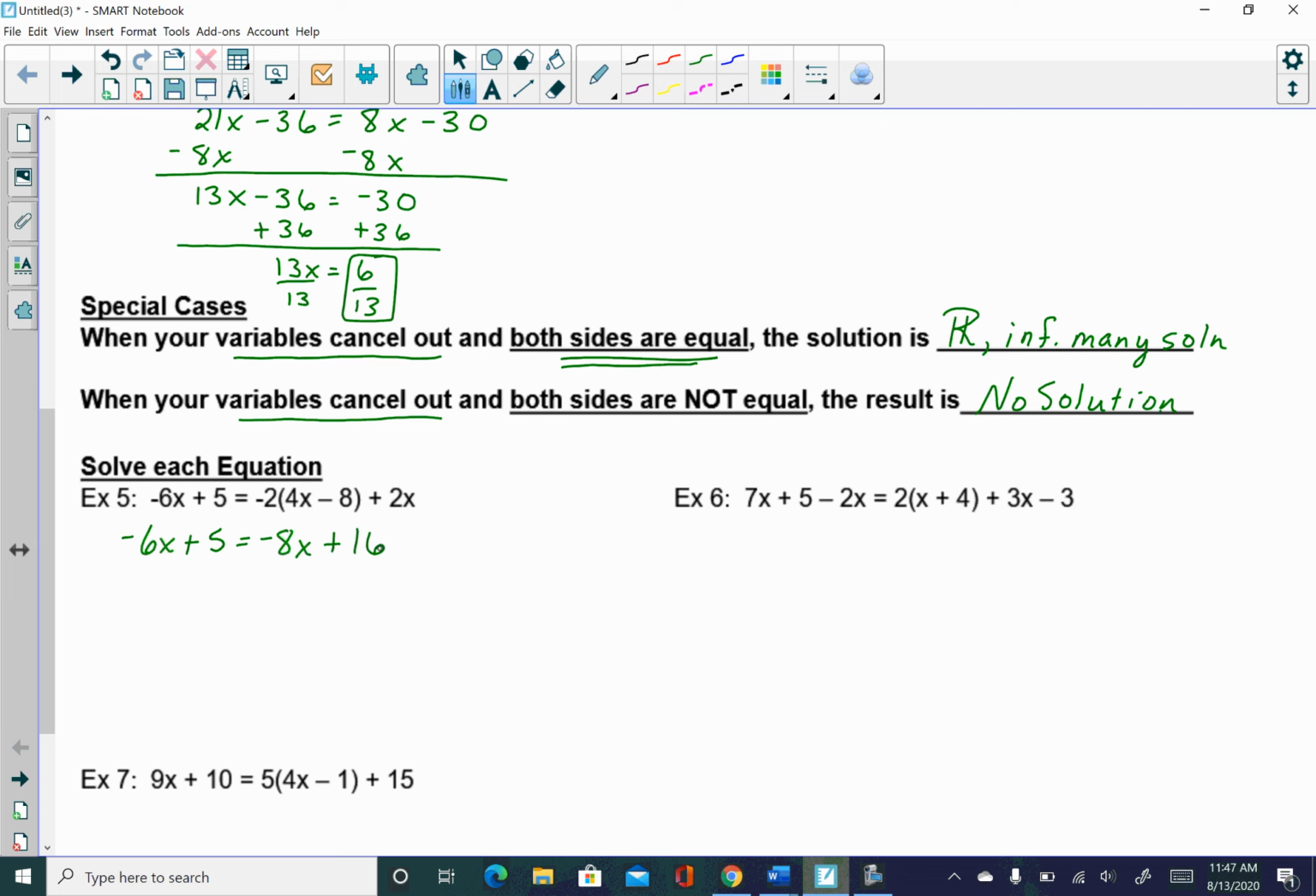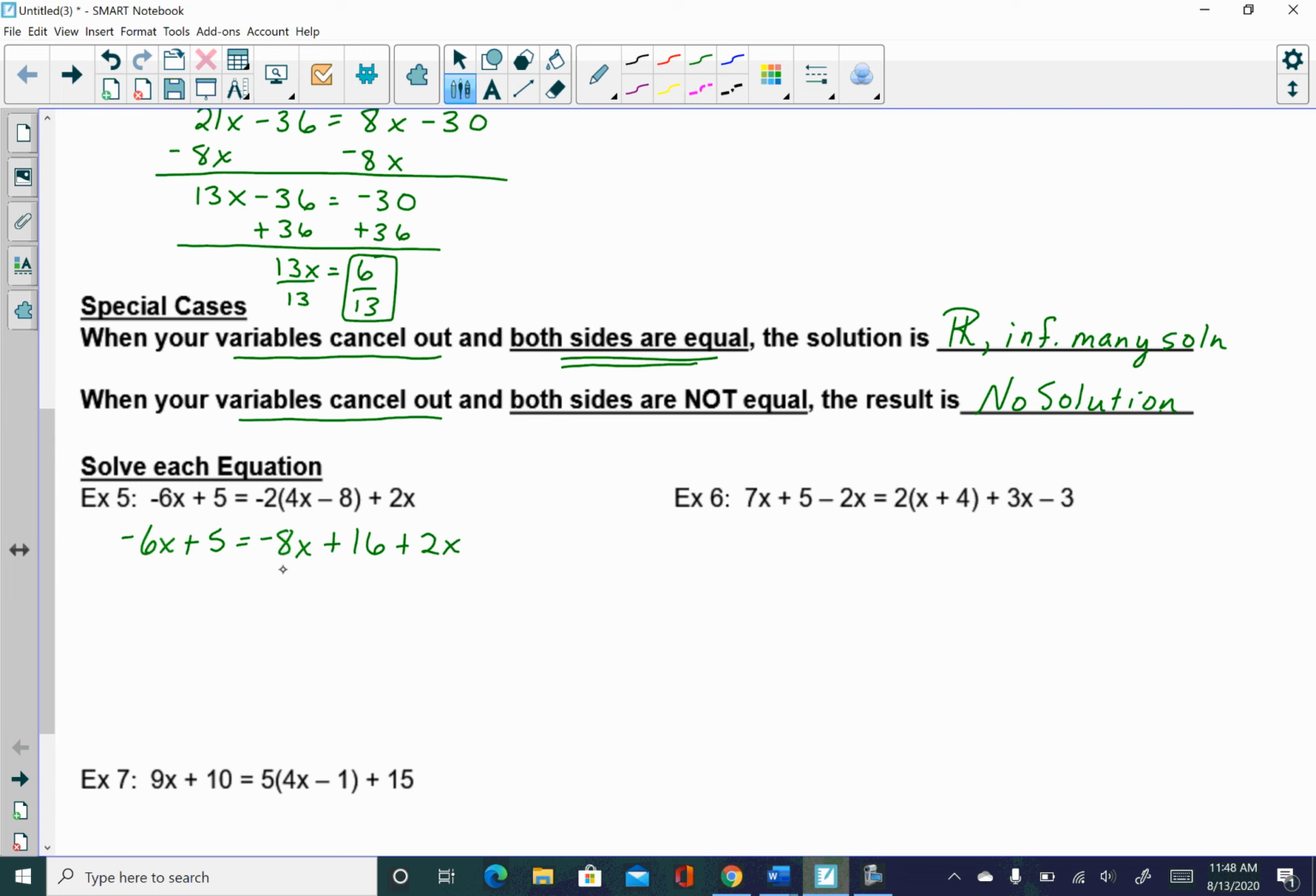You want to get away from using double signs, okay? So like I said, let your multiplication here determine your signs. So negative 2 times positive 4 was a negative 8x. Negative 2 times negative 8 was a positive 16. So I put that as plus 16. And then I bring down my plus 2x. Over here on the right-hand side, I've got like terms, right?